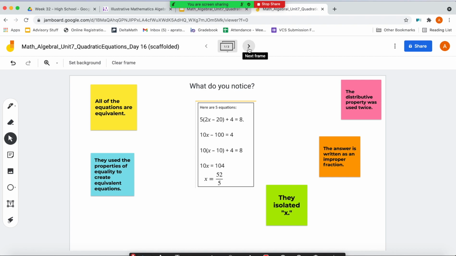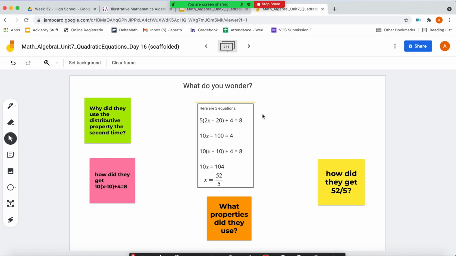And then you have some wonderings. Some students might wonder, why did they use the distributive property the second time? Why did they factor out the 10? How did they even get this, from here to here? How is this happening? How did they know to write this expression? How did they know that 10x minus 100 is equivalent to 10 times x minus 10?